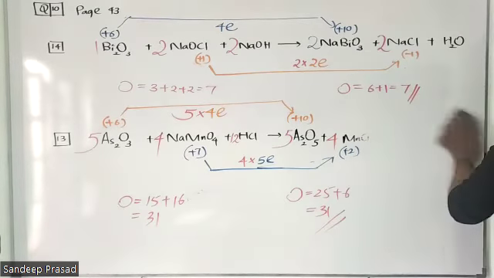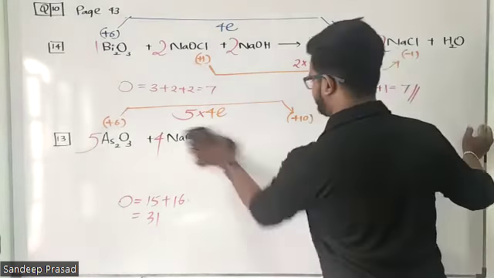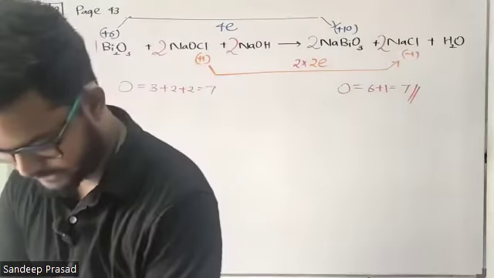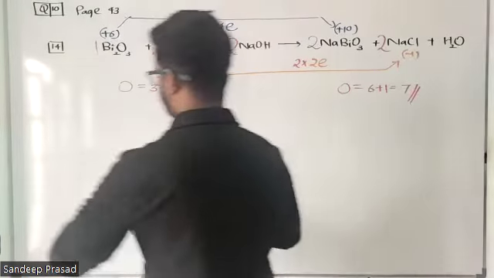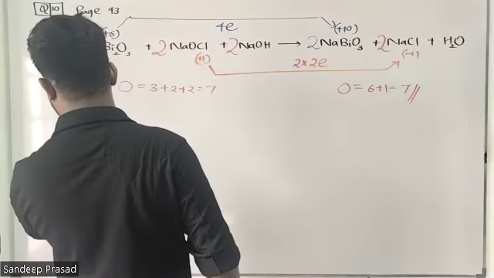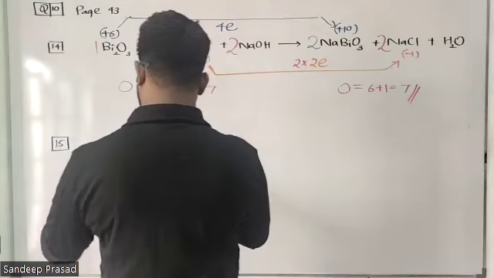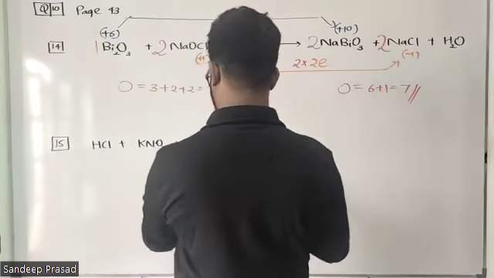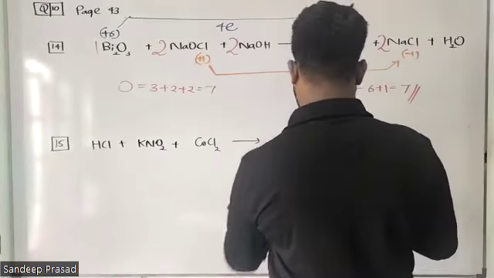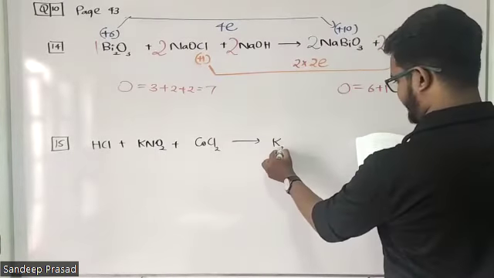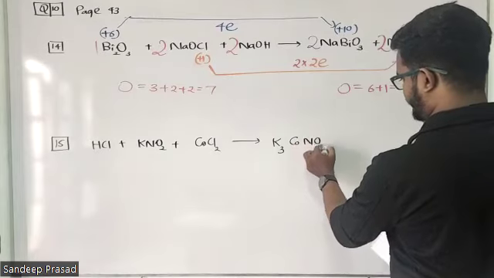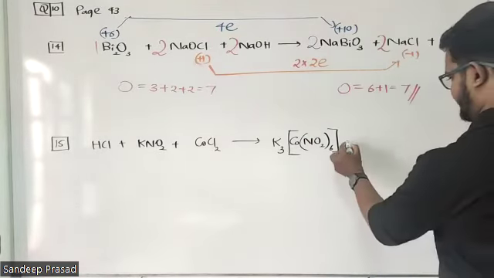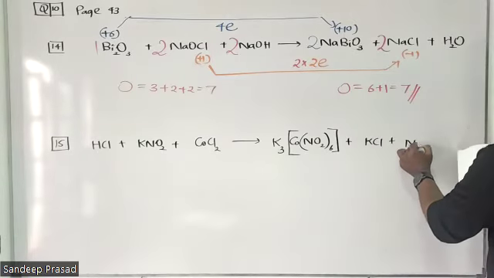Let's go for the 15th one, number 15. HCl is reacting with potassium nitrite KNO2 and cobalt chloride CoCl2, and it's producing K3[Co(NO2)6]. Here we have to put a square bracket. This is a complex compound. We have discussed these things. KCl, NO, and H2O.